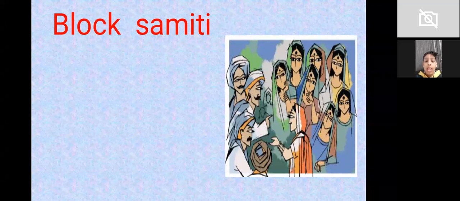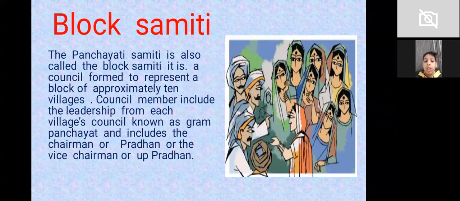Namaskar. My name is Manas Audhi and now I am going to start my presentation. My presentation name is Block Samiti. The Panchayat Samiti is also called the Block Samiti. It is a council formed to represent a block of approximately 10 villages. Council members include leadership from each village council known as Gram Panchayat and include the chairman or pradhan and the vice chairman.